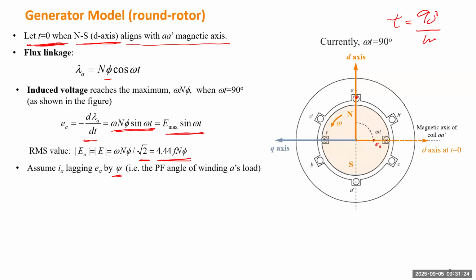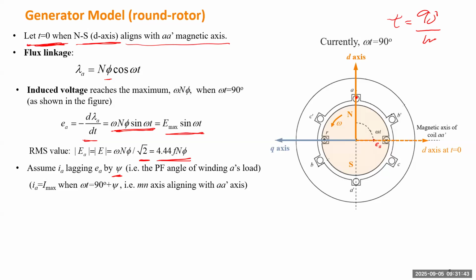Here we use psi just to differentiate from the power factor on the load side, because the generator delivers power through a transmission line to the load. On the load, usually we use theta for the power factor angle, but on the source side, including the transmission line, we use psi as the power factor angle.